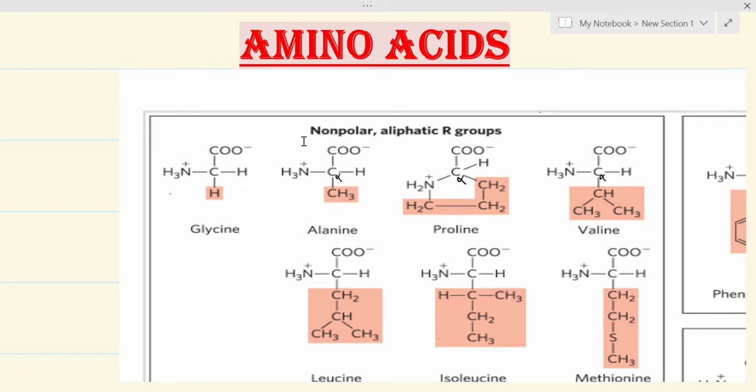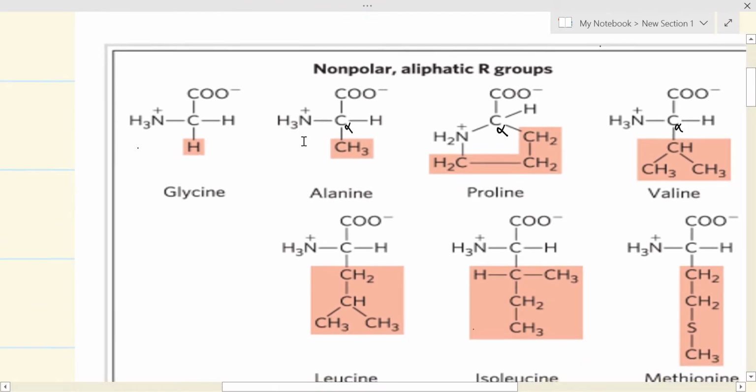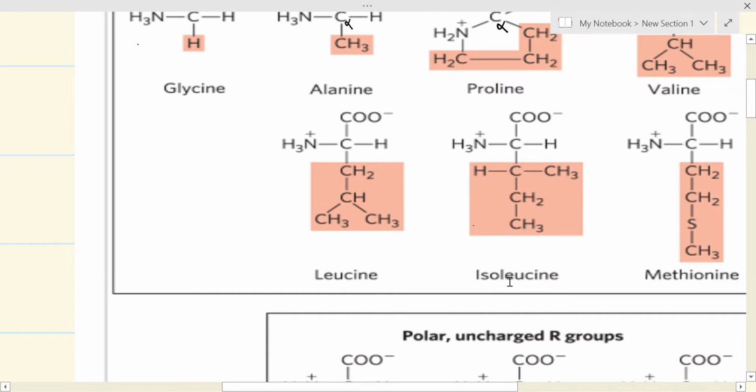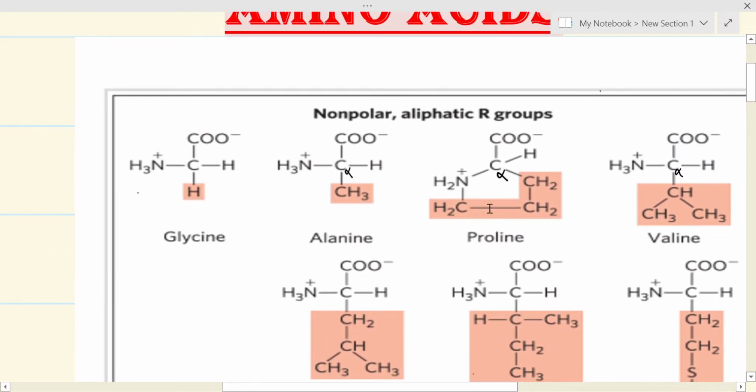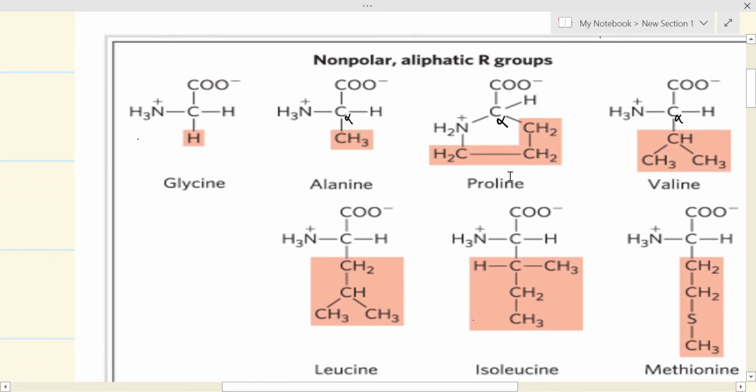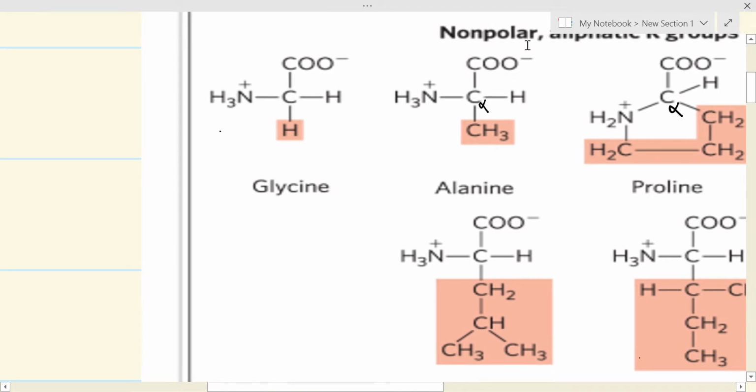So let us begin with non-polar aliphatic amino acids. We have glycine, alanine, proline, valine, leucine, isoleucine and methionine. These are non-polar in nature. Let us begin with glycine first.